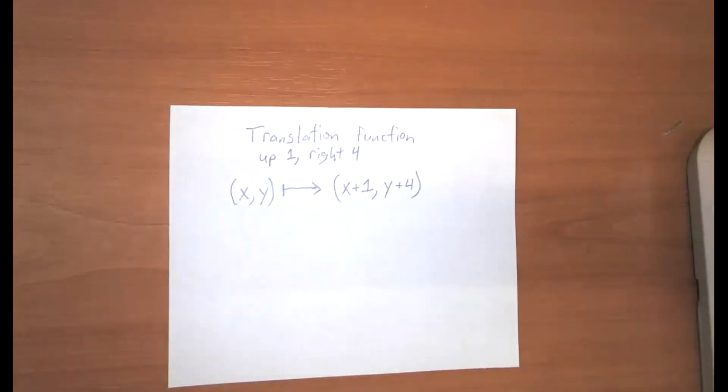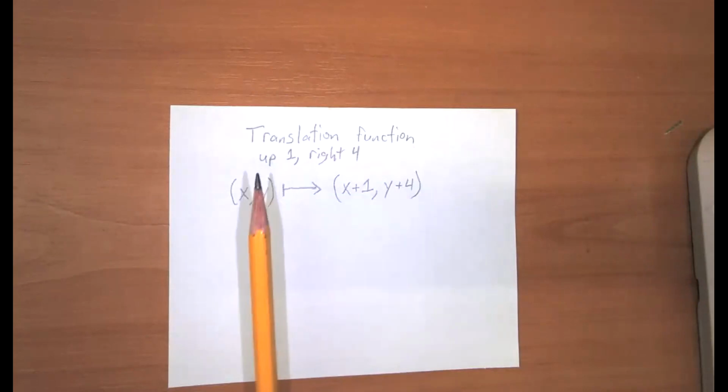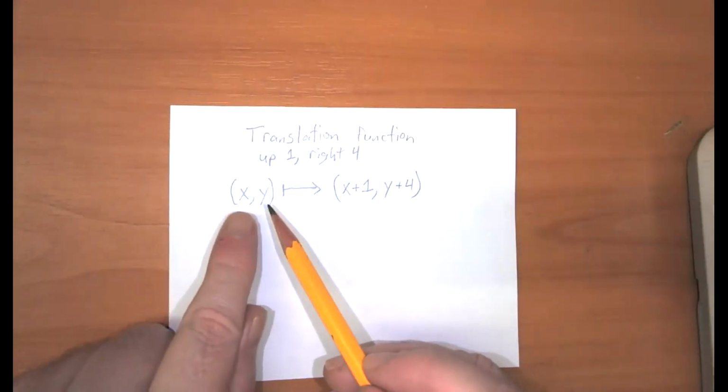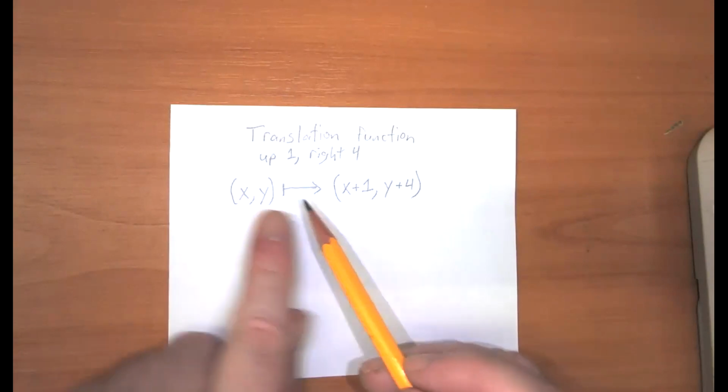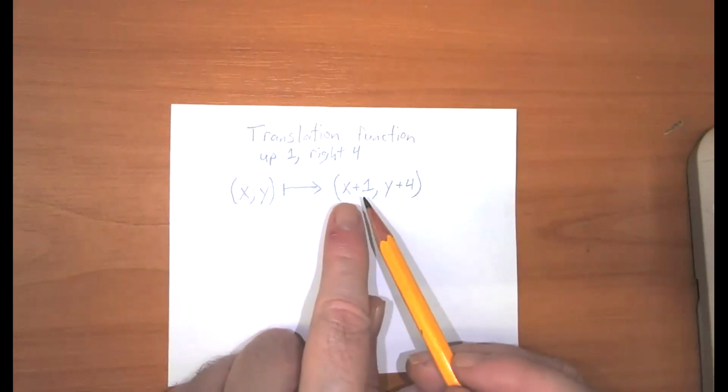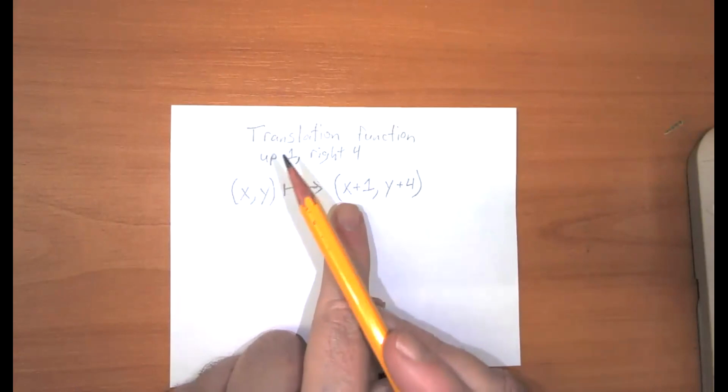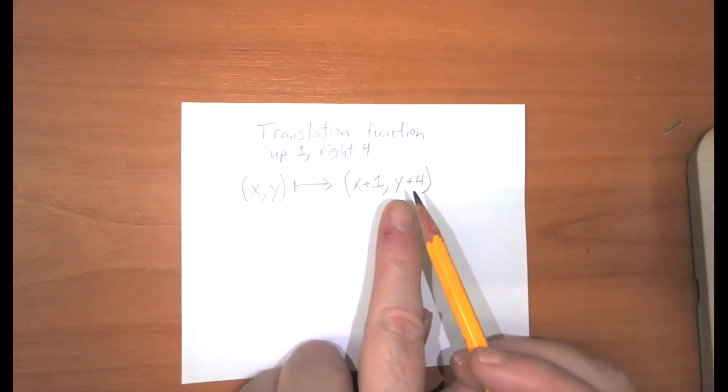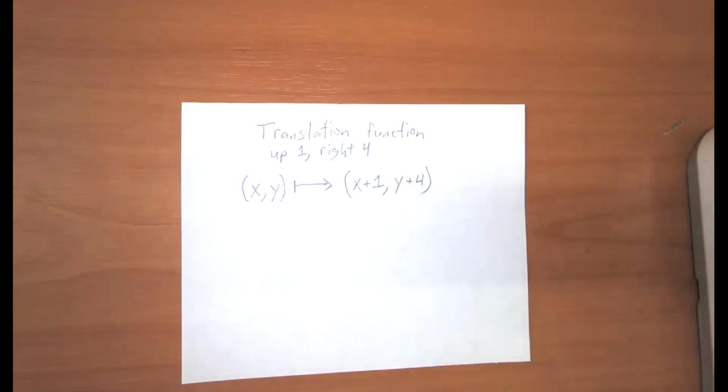Let's just take a quick look at what the notation is going to look like. If this notation doesn't make sense to you, go back to the previous video I made, which explains the function notation. But here's how simple it looks: if we want to describe this translation function that goes up 1 and to the right 4, our input is going to be some coordinate points x and y. And then our output, we're just going to add 1 to the x value, which makes it go up 1, and add 4 to the y value, which makes it go to the right 4.